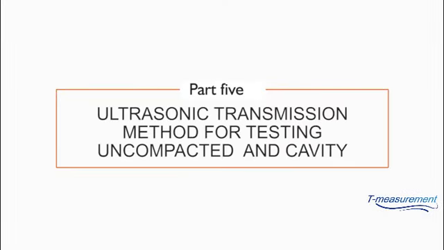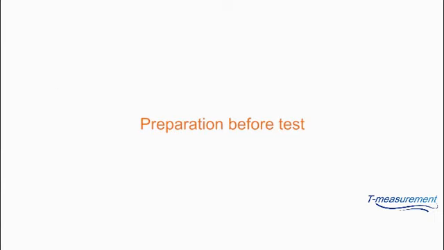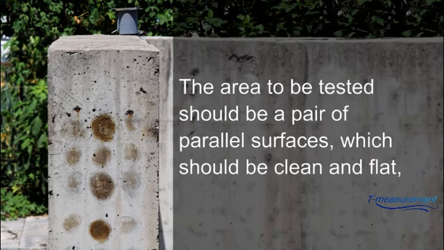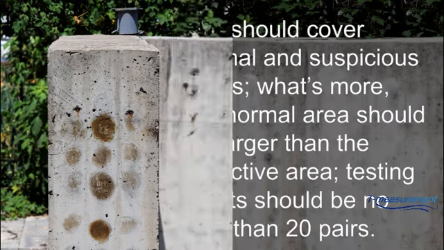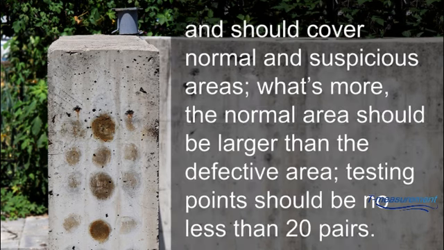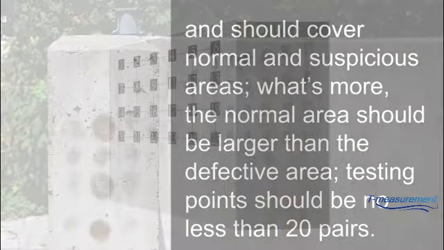Part 5. Ultrasonic transmission method for testing uncompacted concrete and cavities. Preparation before test. The area to be tested should be a pair of parallel surfaces, which should be clean and flat, and should cover normal and suspicious areas. What's more, the normal area should be larger than the defective area. Testing points should be no less than 20 pairs.